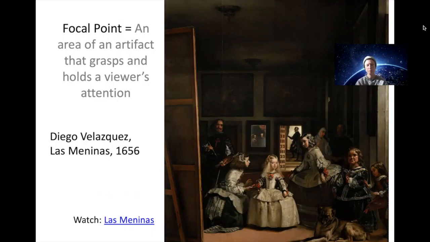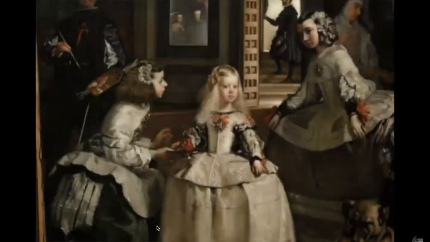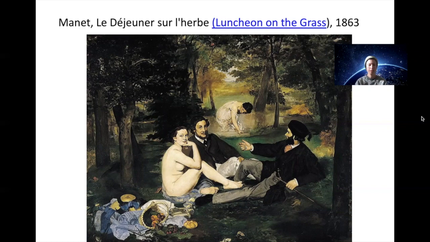Next, let's learn about Velázquez's Las Meninas. What is this painting about? Who are the subjects looking at? Is it you? Finally, Manet.